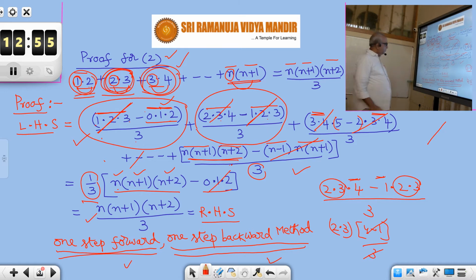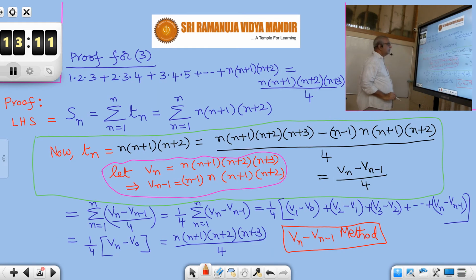Let us consider one more example. For example, I think we can consider the next one. We have proved it. Second one we have proved it. We can take the third one. 1 into 2 into 3 etc. Let us see. Next page, what is there? Yes, proof for 3. 1 into 2 into 3, now 3 factors, plus 2 into 3 into 4, plus 3 into 4 into 5, so on up to n terms.